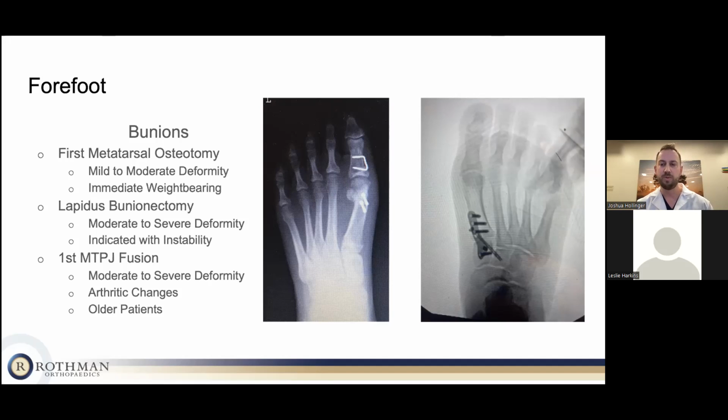I like to use this procedure on patients that may already have arthritic changes to the joint, and especially older patients that are also looking for a faster recovery and kind of some insurance policy here that we're not going to see the toe drift. This is especially important for patients where maybe the bump doesn't bother them as much, but the toe drifting over into the second toe can be a problem.